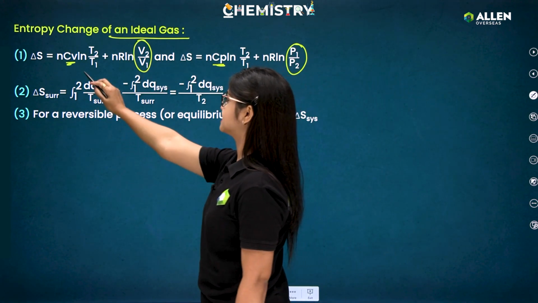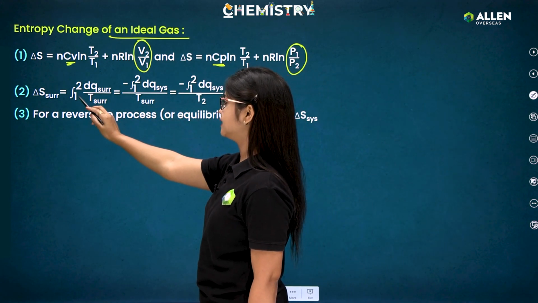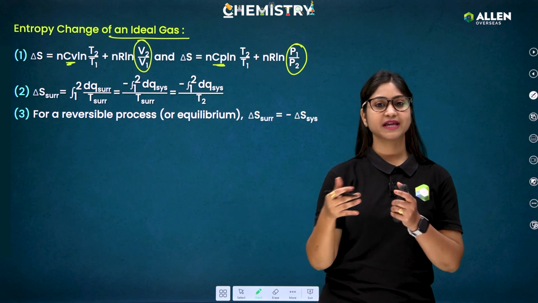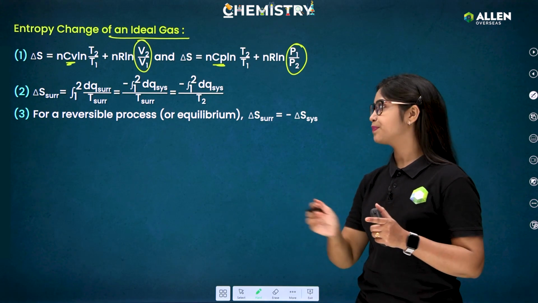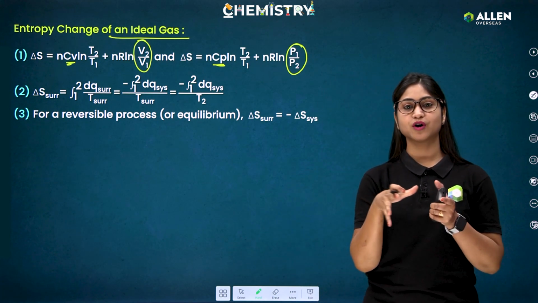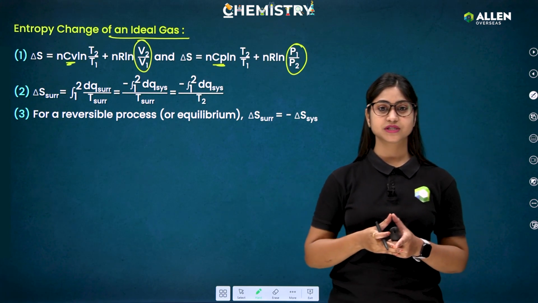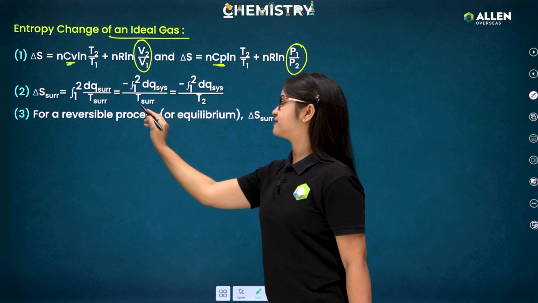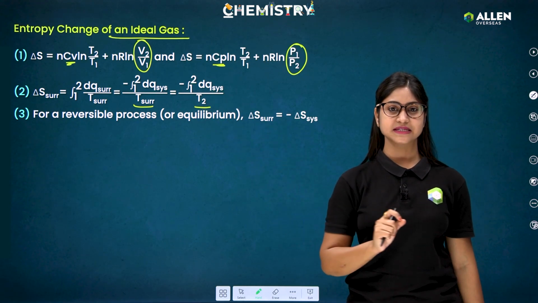Second, delta S surrounding. The previous one is for delta S system. Delta S surrounding will be the integral from initial to final state of dq surrounding divided by T surrounding. Now dq surrounding, whatever heat exchange is taking place between the system and surrounding, will be the same, so dq surrounding is equal to the negative of dq system. Suppose the system is losing 10 kilojoule energy. So for the system it is negative, but the surrounding is accepting it, so for the surrounding it will be a positive value. So negative of dq system divided by T surrounding, and the temperature of the surrounding is the final temperature of the system, so T2 can also be taken as T surrounding.